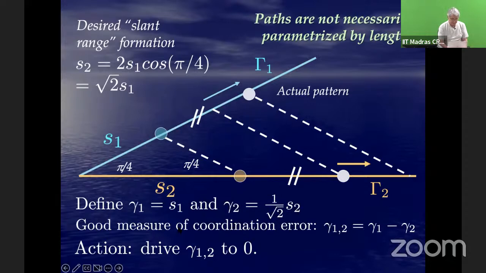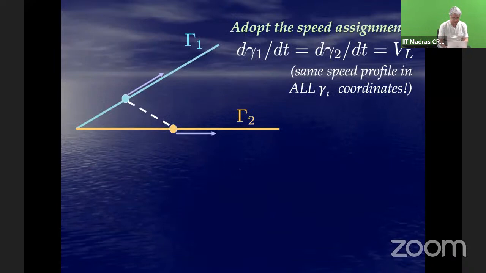Now, a good measure of coordination is to make the difference between the gammas equal to 0. So the action is to drive gamma 1 to 0. When you make the two gammas equal, then you satisfy this constraint that you are here. It's a very simple trick where you reparameterize the path so that you declare victory when the gammas are exactly the same. What about the speed assignments?